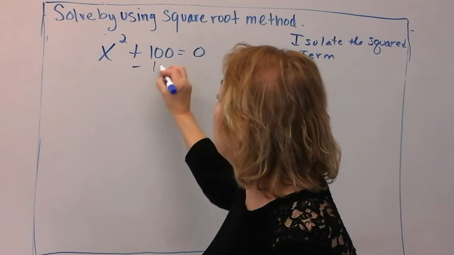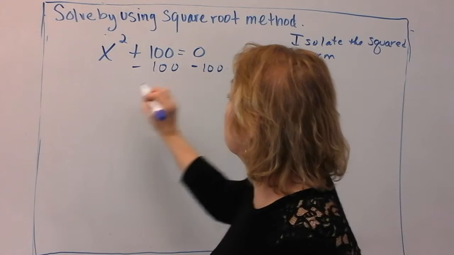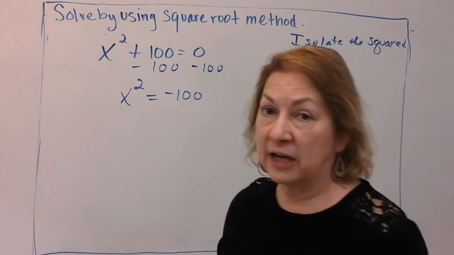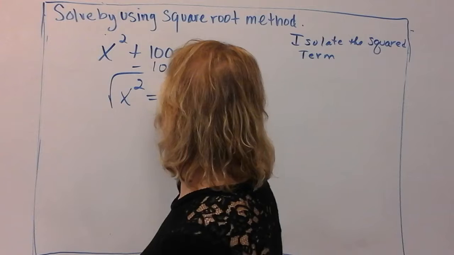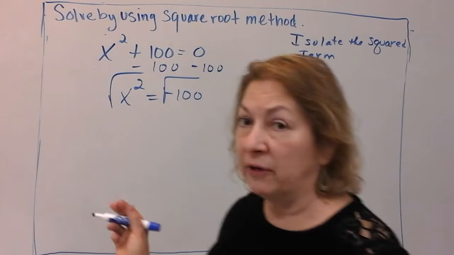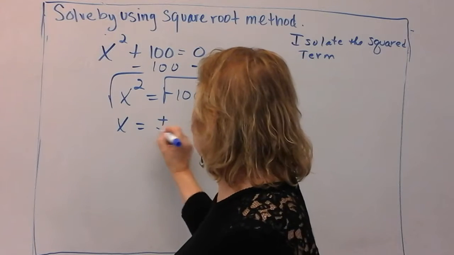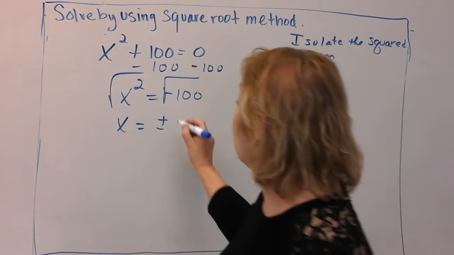So we're going to subtract 100 from both sides and just take the square root on both sides. Now when you take the square root, when you're solving, you have two answers, and you're going to put a plus minus in front of the square root.